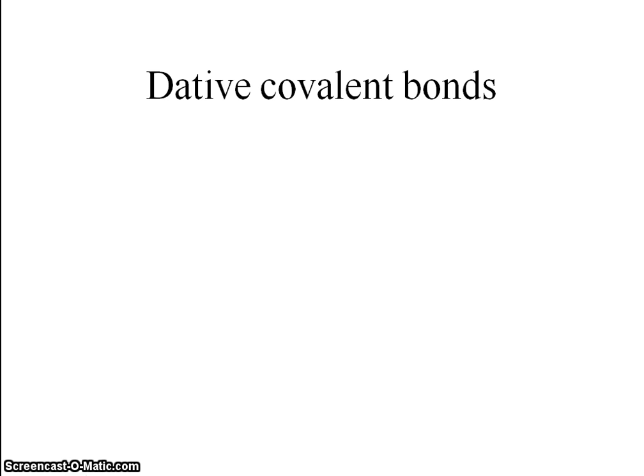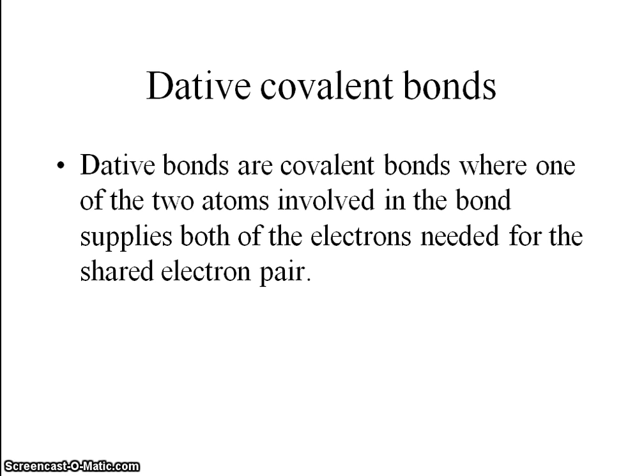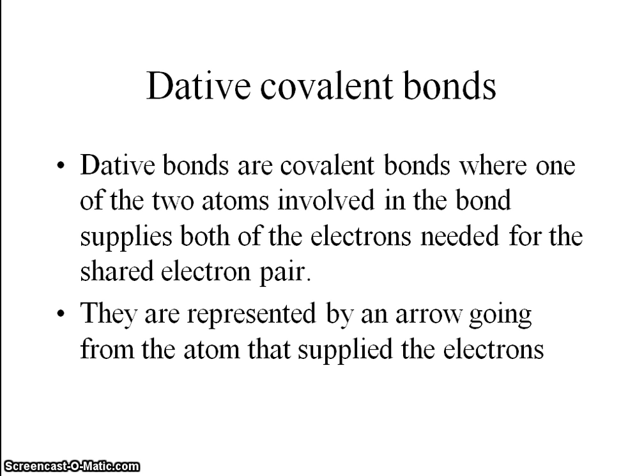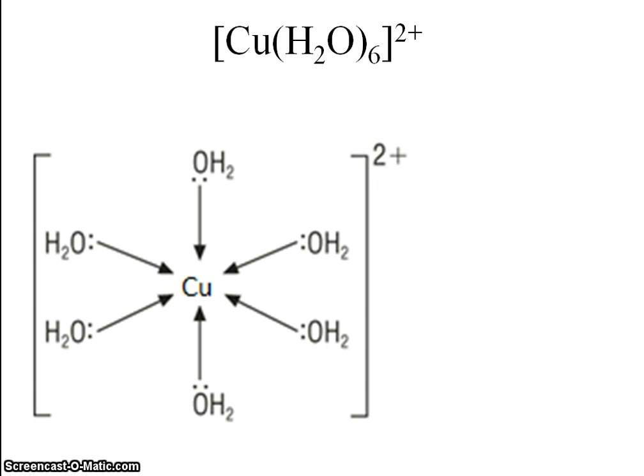The dative covalent bonds are formed between the ligand and the metal. Just to remind you of the definition of a dative covalent bond: both electrons of the bond come from one of the atoms to form the shared electron pair, shown by an arrow going from the atom that supplies the electrons.